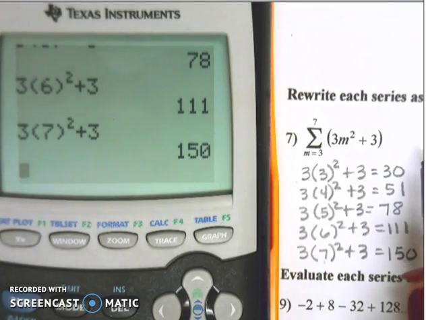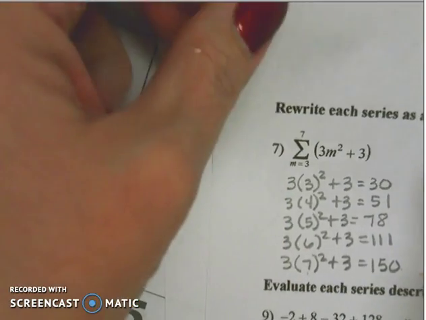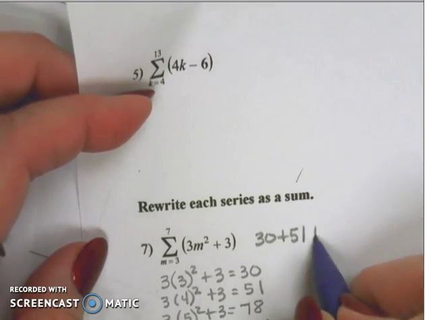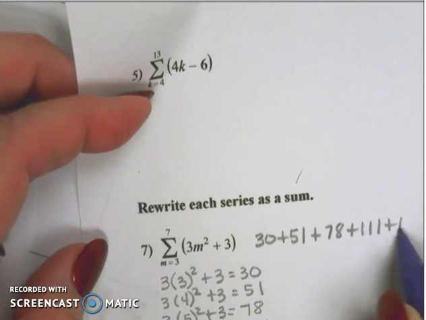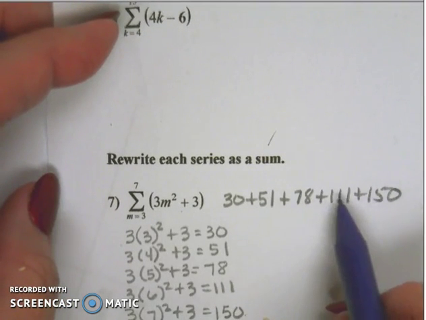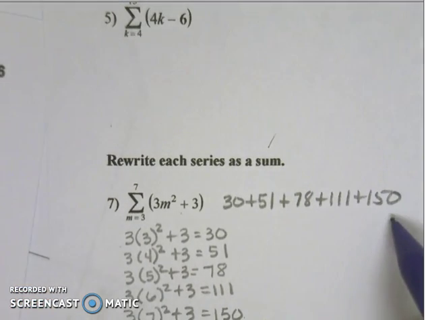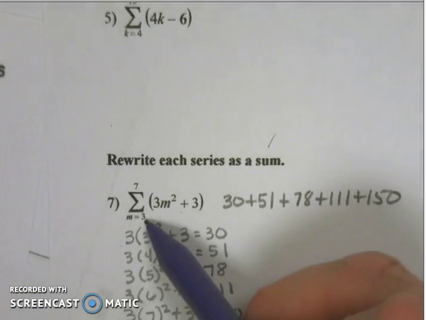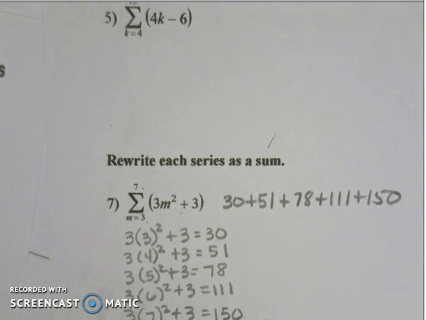Now to write this series as a sum, I need to write this with all of the addition signs in it: 30 plus 51 plus 78 plus 111 plus 150. That's rewriting each series as a sum. It didn't ask me to evaluate it, it just asked me to write it out. Start with whatever they give you on the bottom and go all the way to the one on top, write it out, and then list them. Okay?